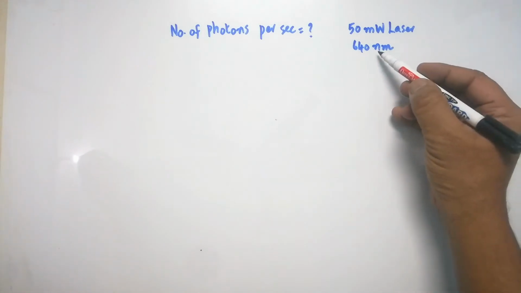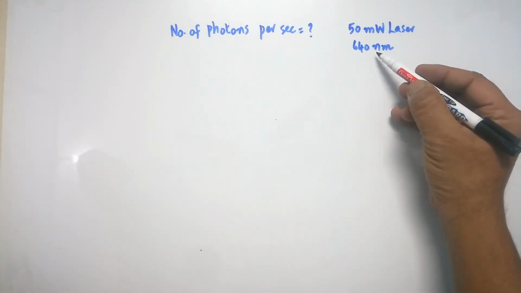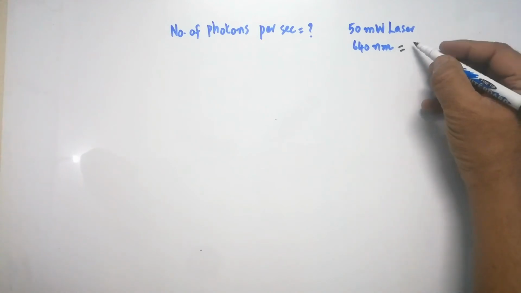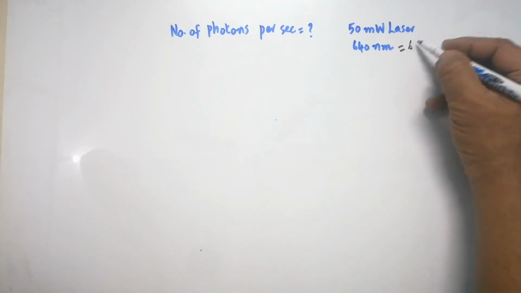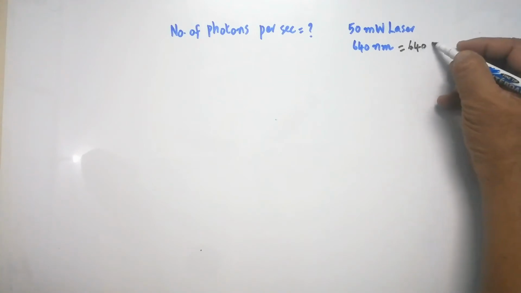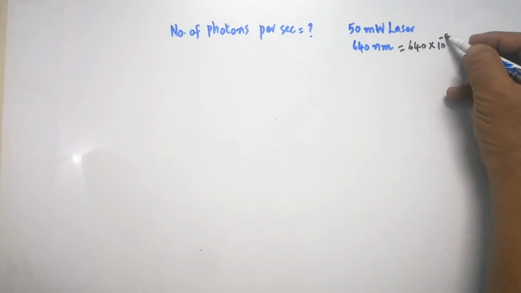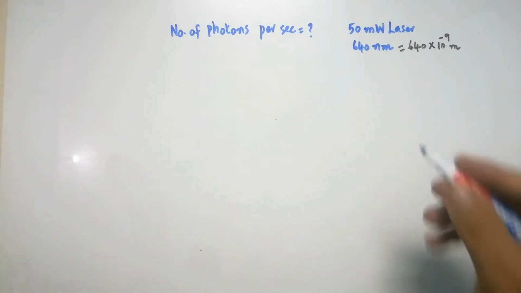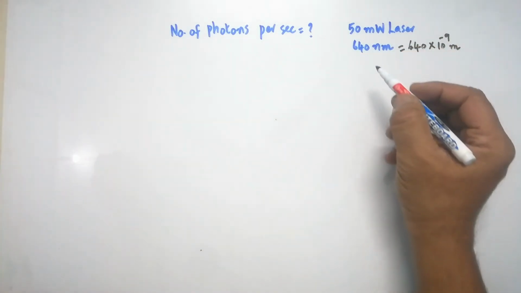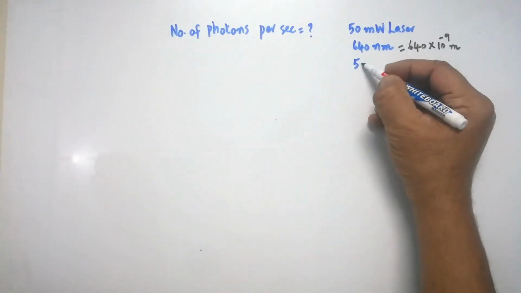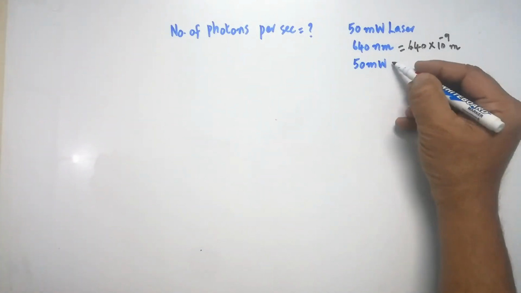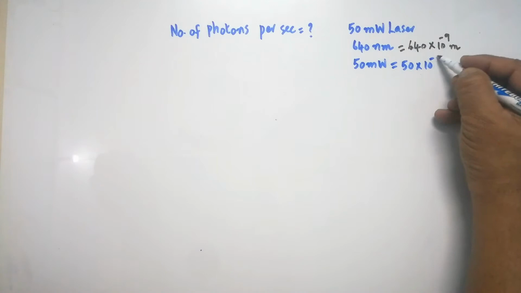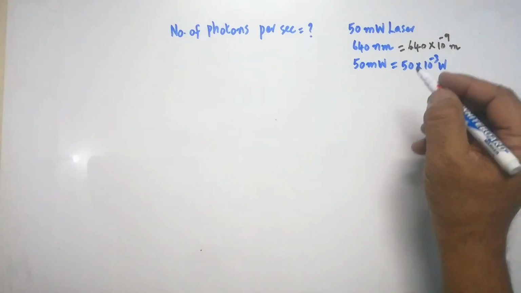Here the wavelength emitted from the laser lamp is 640 nanometer. The value of wavelength that is given in nanometer must be converted into meter. So 640 into 10 to the power of minus 9 meter. That is the value that should be written in SI system. And then the power of the lamp is 50 milliwatt. That power value must be converted into watt: 50 into 10 to the power of minus 3 watt. So these conversions are a must.